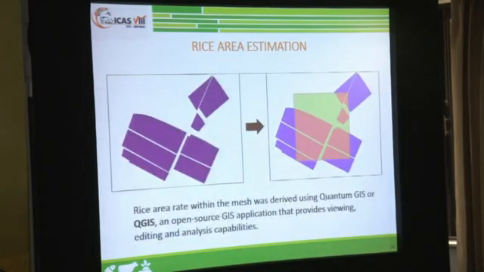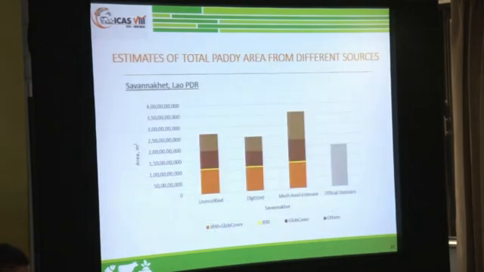For the rice area estimation, we just would like to inform everyone that we used QGIS, an open source GIS application that provides viewing, editing, and analysis capabilities. Okay, so I'll go straight to the results of the study.